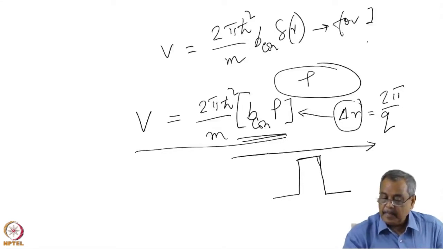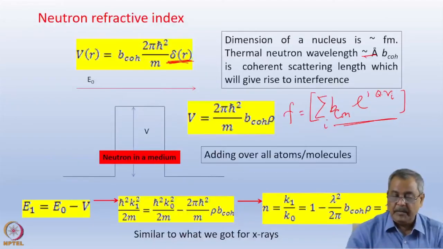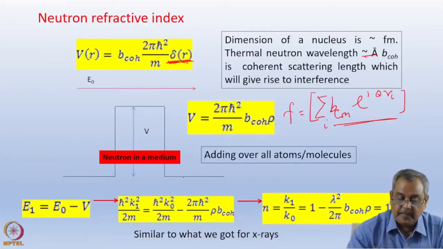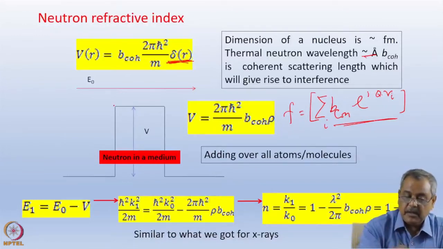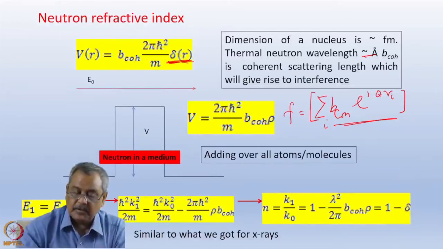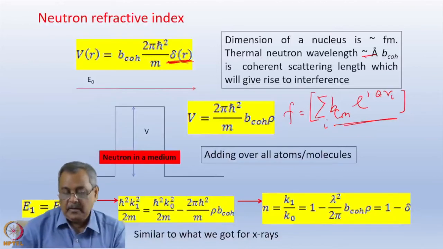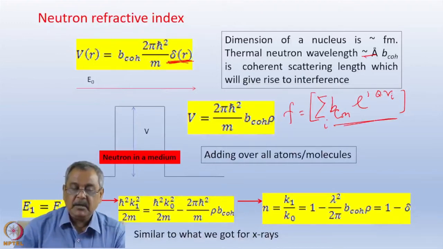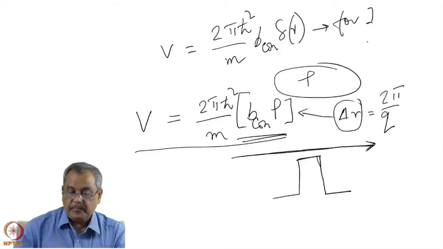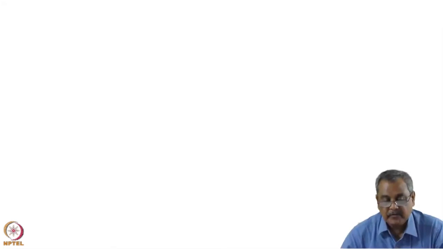Now the neutron is traveling in the medium, and this is how it looks. With the density I have this potential and the neutron is traveling in the medium. I show the neutron energy greater than this potential, otherwise it cannot go through the potential, and we have to talk about tunneling. But here it is not tunneling, it is the neutron energy in the free medium. Now I can draw the similarity between X-rays and neutron.